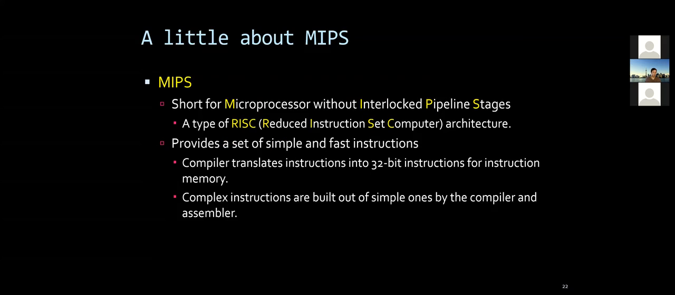So, a little bit about the MIPS architecture that you're using. MIPS is short for microprocessor without interlocked pipeline stages. What's important for you to know is that it's a form of RISC, a reduced instruction set computer architecture. I think I mentioned in class that there are two different types of architectures that exist right now. There's the one called RISC, reduced instruction set computer, and the one called CISC, with a C at the beginning, which is complex instruction set computer.